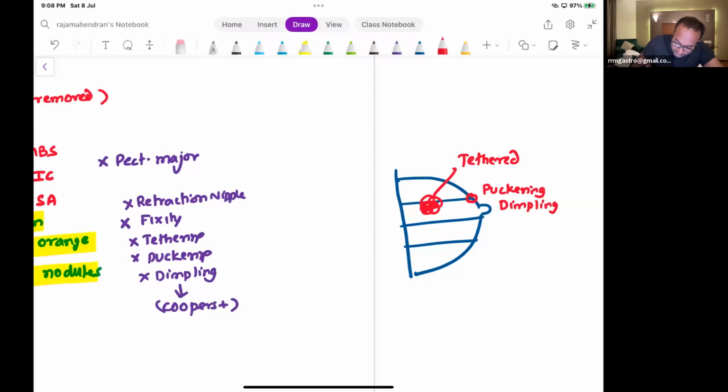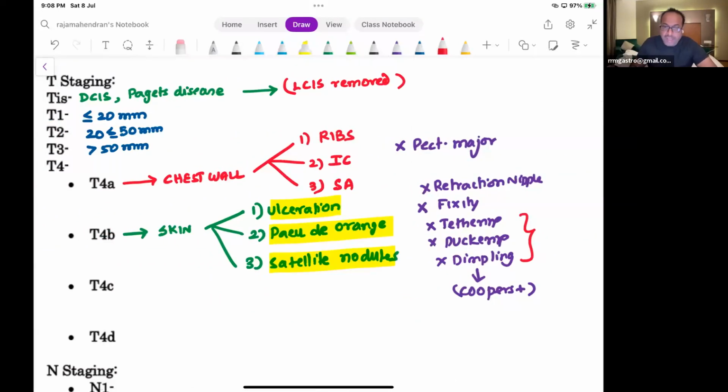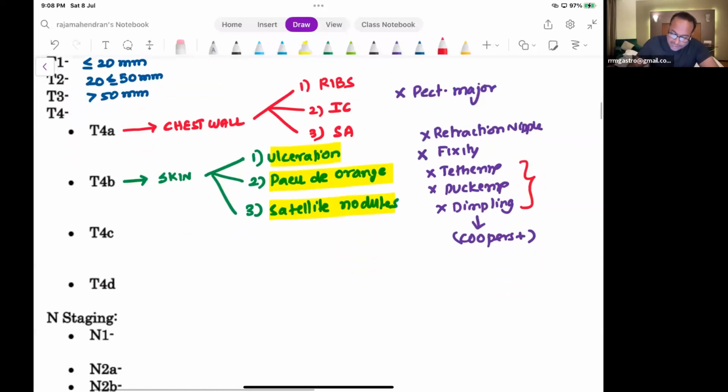So everything is the same word. Tethering, puckering, dimpling, all are one word only. So they are nothing but the same concept. By tethering of Cooper's ligament in the skin, you can see a puckering or dimpling appearance. Therefore, they are all not coming under skin involvement. So you need not worry about that at all. Please remember, even fixity is removed now in the new edition. In the 7th edition itself, they removed it. Fixity was once upon a time under skin involvement. Now it is no more skin involvement.